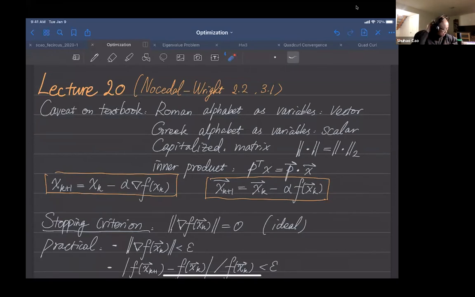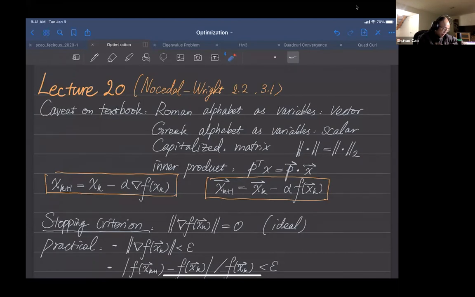The first one is, I want to give you a caveat on the textbook, because the textbook is designed for a graduate class. So it assumes that you can tell a vector is a vector, a scalar is a scalar, and a matrix is a matrix. However, for us amateurs who are first learning this type of optimization, it's kind of confusing. So let me just give you a quick heads up here.